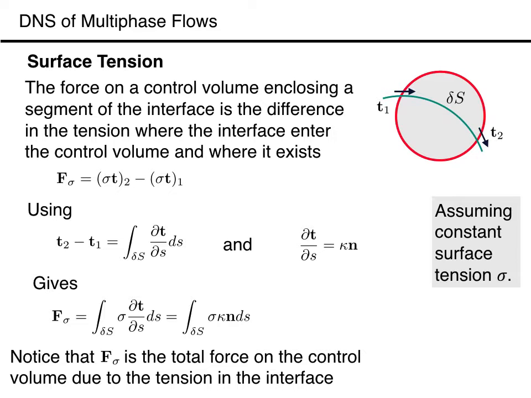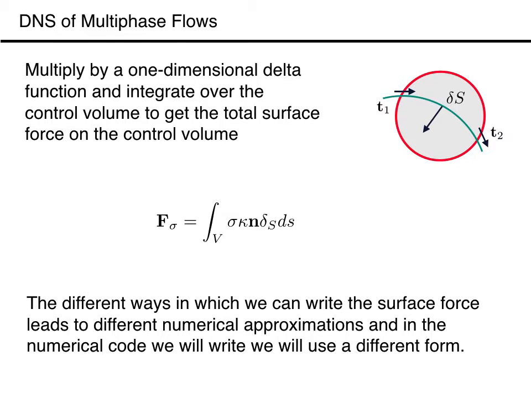Using that the derivative of the tangent vector with respect to arc length s gives the curvature times the normal to the interface, bold N, and taking the surface tension to be constant, we can write the total force as the integral of sigma times the curvature times the normal over the part of the interface that is inside the control volume. We can convert the integral over the part of the interface inside the control volume to an integral over the control volume by multiplying by a one-dimensional delta function that is 0 everywhere except at the interface. Although we will not use this form for the numerical code, it's very common and sometimes useful in theoretical discussions such as those at the end of this lecture.